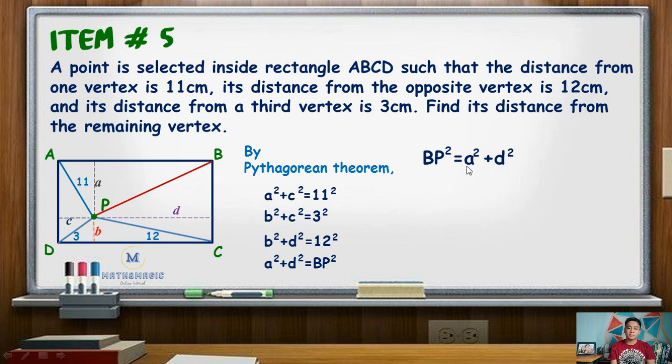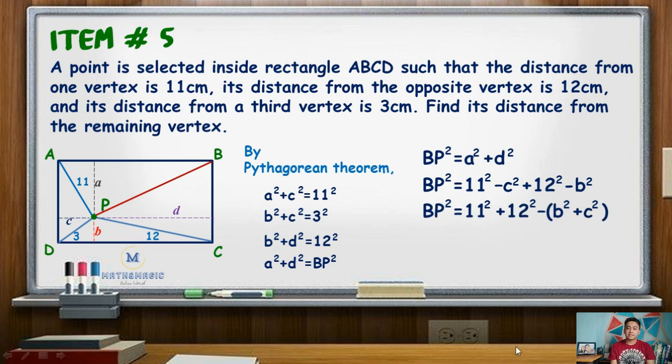It will now become BP squared be equal to A squared is the same as 11 squared minus C squared. D squared is the same as 12 squared minus B squared. Notice in the right side of this equation that we can factor negative 1 to negative C squared and negative B squared so that it will become positive B squared plus C squared. Equation is BP squared equals 11 squared plus 12 squared minus quantity B squared plus C squared.